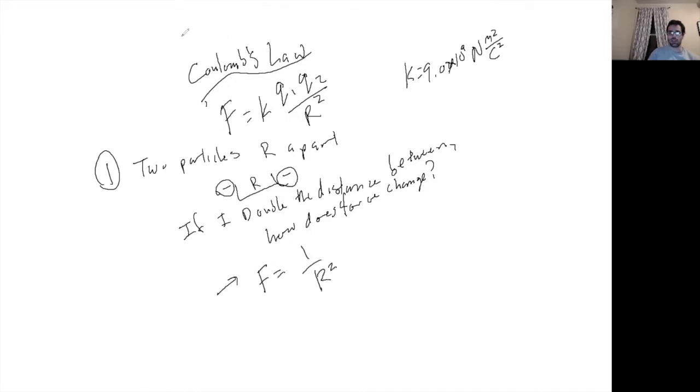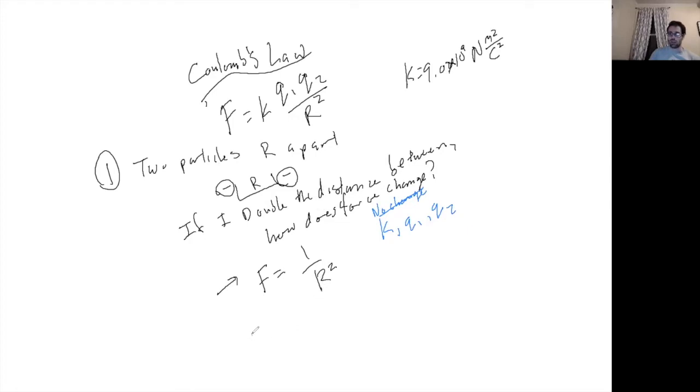In this case, I know that K doesn't change, Q1 doesn't change, and Q2 doesn't change. So those are all inconsequential to the force. The only thing that matters is this r squared on the bottom. If the only thing that's changing is the distance, then I can look at how the distance changes.